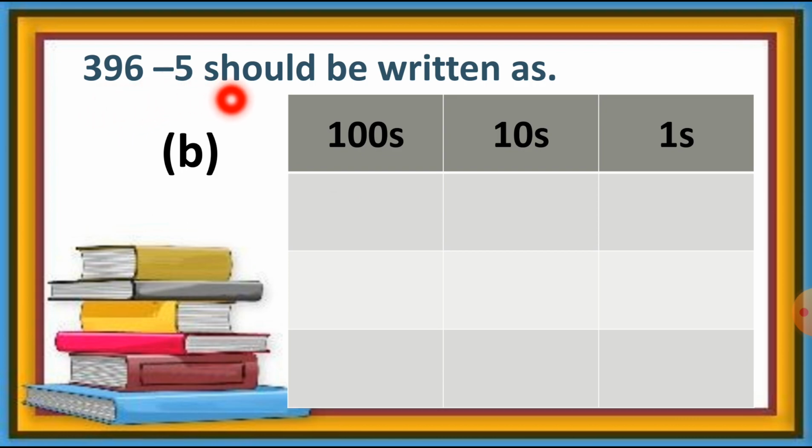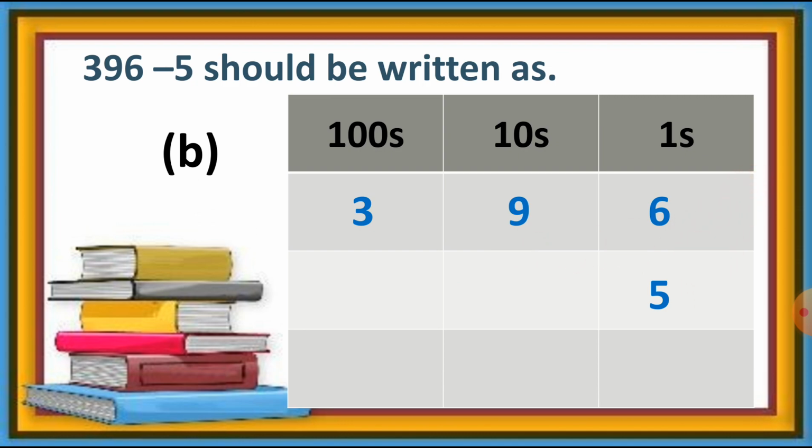Let's see sum number B. 396 minus 5. So here let's take this number first. 6 will come at the ones place, 9 will come at the tens place and 3 will come at the hundreds place. Now this number is arranged here properly. Let's put the number 5. This is a single digit and this 5 will come at the ones place this way.